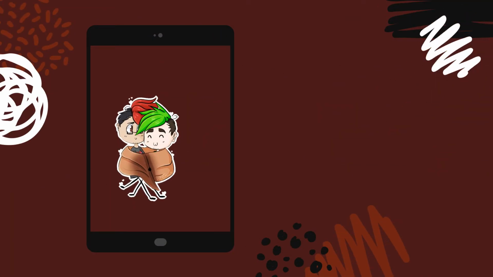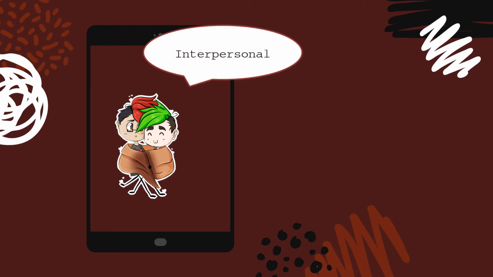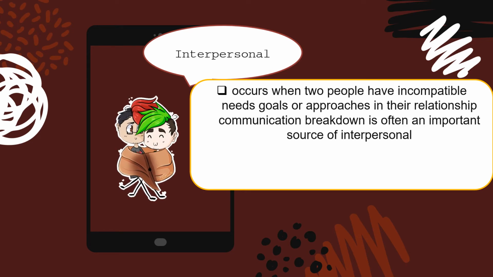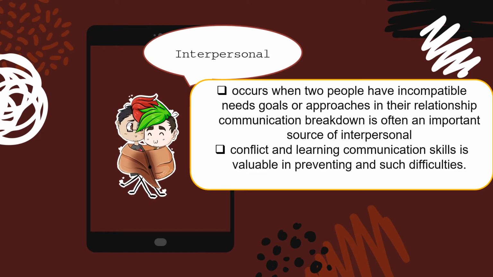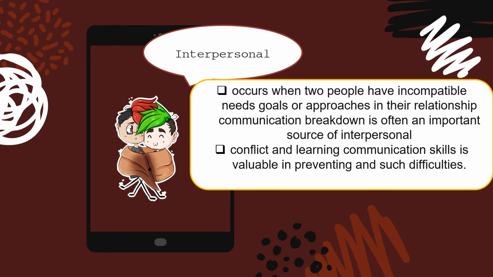Next level of conflict. Interpersonal conflict occurs when two people have incompatible needs, goals, or approaches in their relationship. Communication breakdown is often an important source of interpersonal conflict, and learning communication skills is valuable in preventing such difficulties.